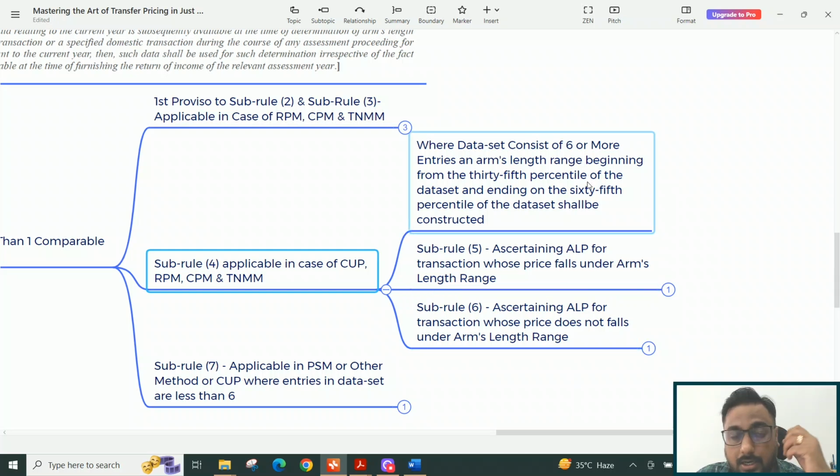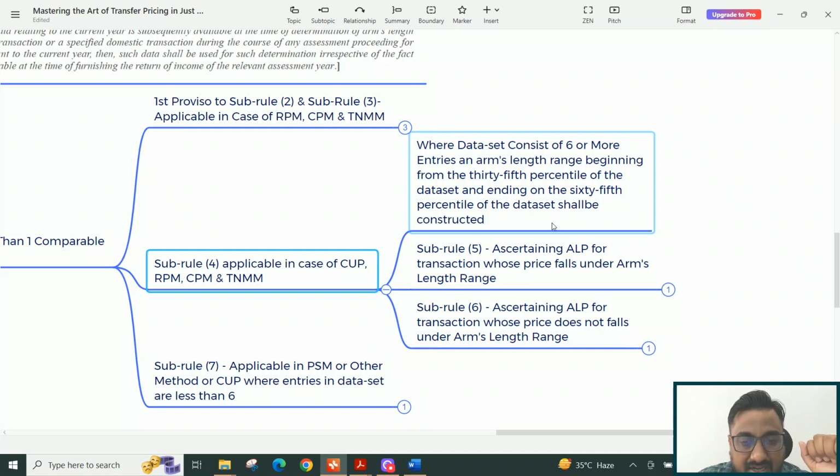As we saw under subrule 5, where the data set consists of 6 or more entries, an arm's length range beginning from the 35th percentile of the data set and ending on the 65th percentile of the data set shall be constructed. I will teach you how to construct that arm's length range, right? Technically, this rule is applicable when you are using CUP, RPM, CPM or TNMM and where there are 6 or more comparables in your data set, right?